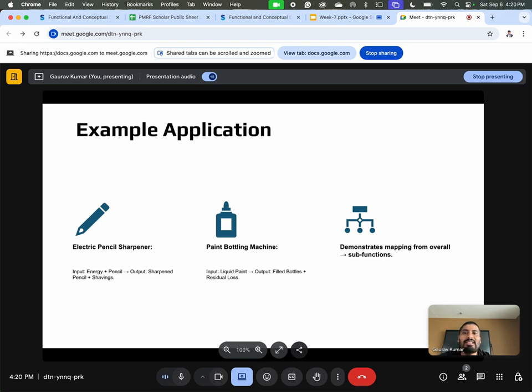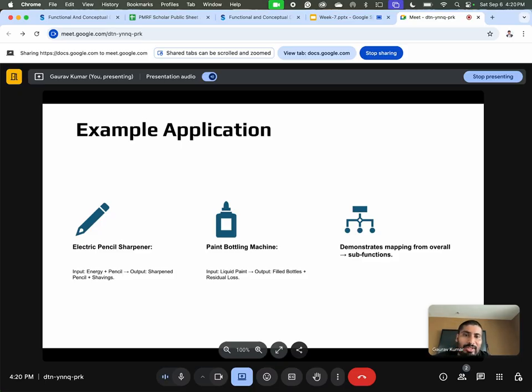The sub-functions inside convert electrical energy to mechanical rotation, guide the pencil, remove wood and graphite, and collect the shavings. So this function decomposition makes it clear how the overall sharpening process is achieved. Okay, and another example is a paint bottling machine.